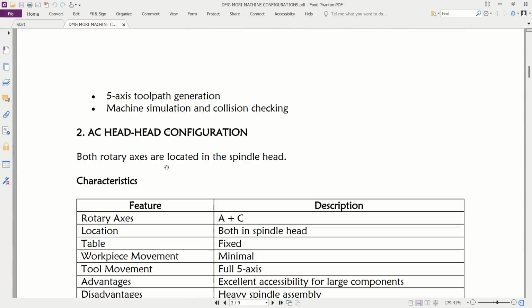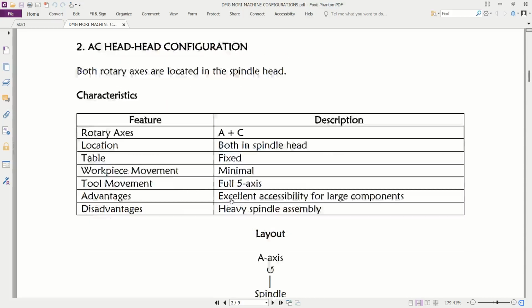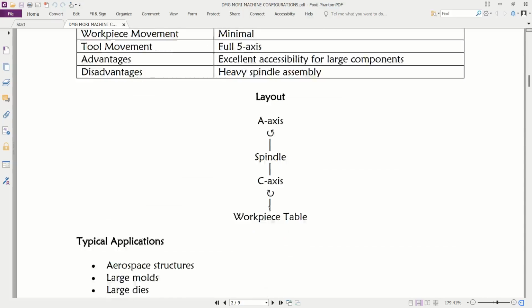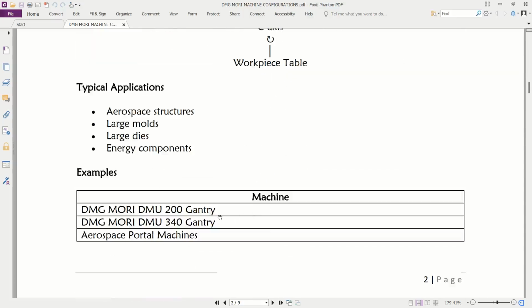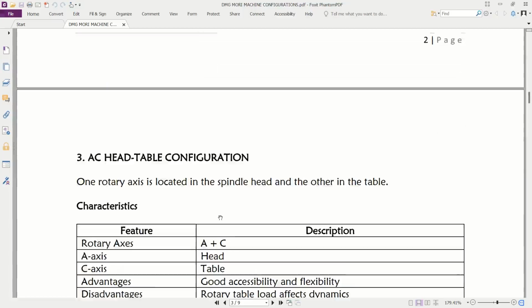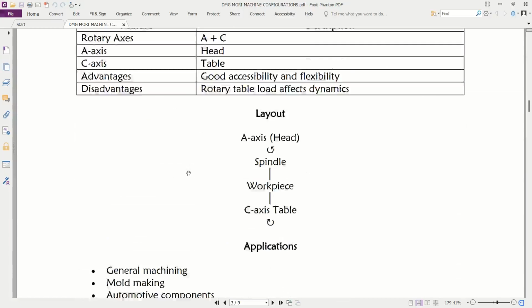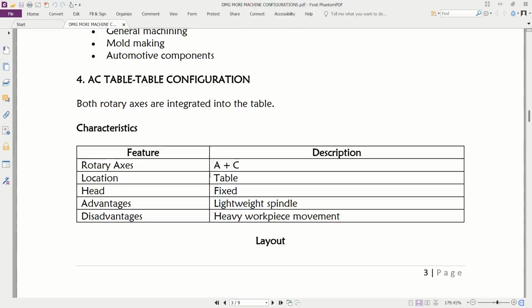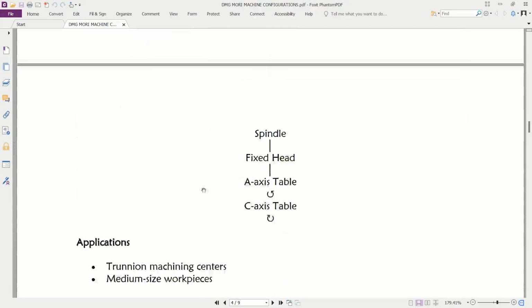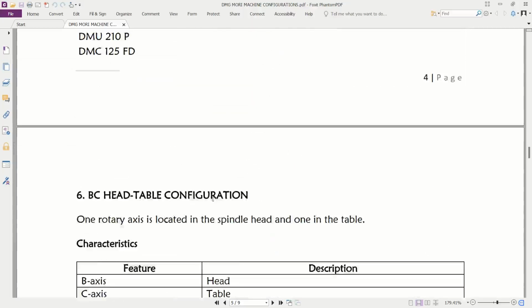You will understand the meaning of AC head to head. That is A rotary and C rotary head to head. What does this mean? If you have a machine with A and C rotary and its layout, you understand which kind of machine you can put in your workshop, your machining center, or your training center. You will also understand the difference between the head to table machine and the table to table machine. That is for AC and also BC. Our machine is using the BC. Let's go to the BC.